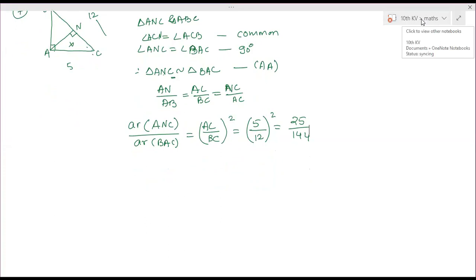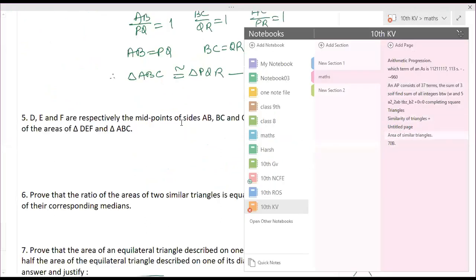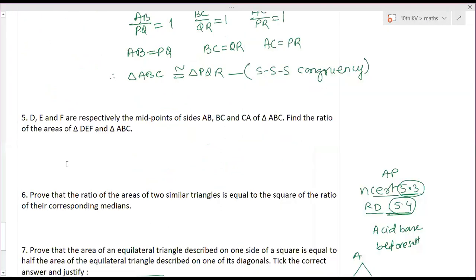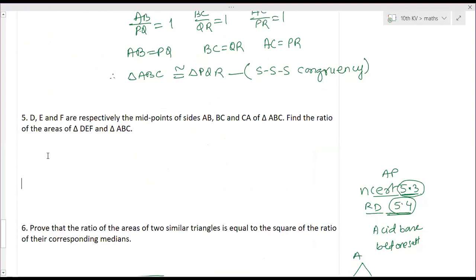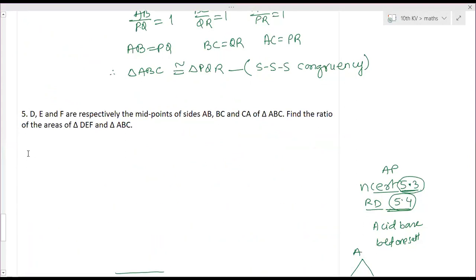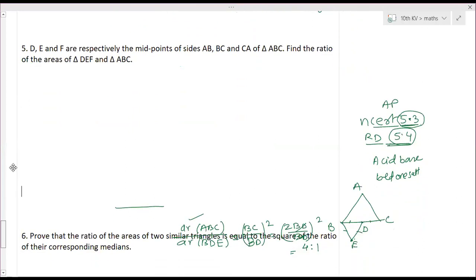Okay. Fine. Coming back to those 2 questions left out. So we'll finish it. 3 questions left out. So this part, half part, you already have proved last year also. D, E, F are respectively the midpoints of sides AB, BC, CA of triangle ABC. Find the ratio of areas of triangle DEF and triangle ABC.